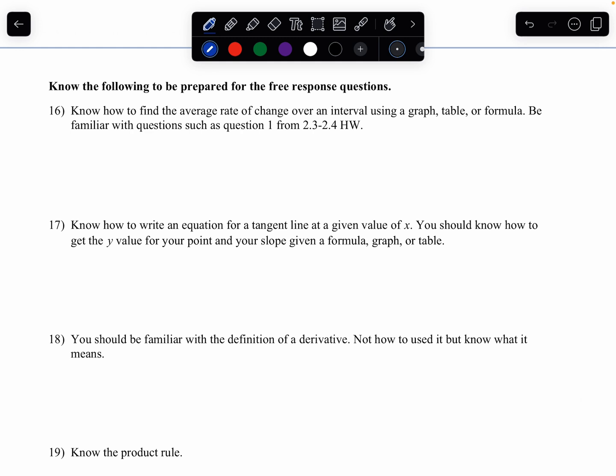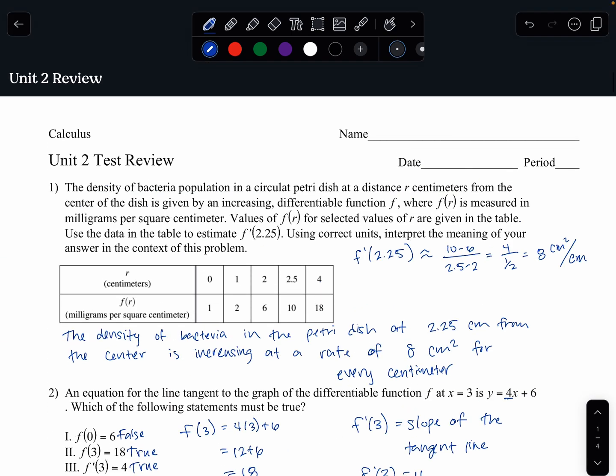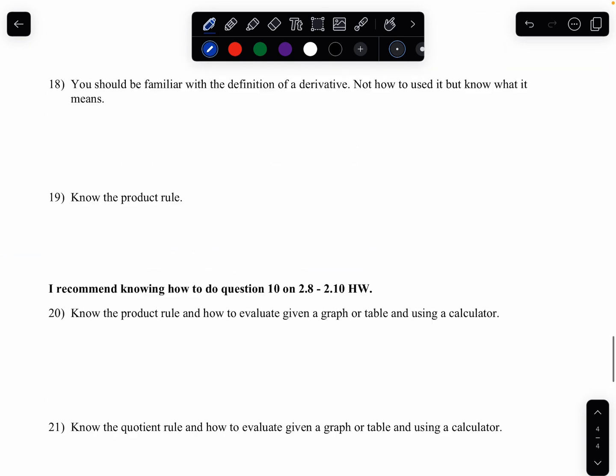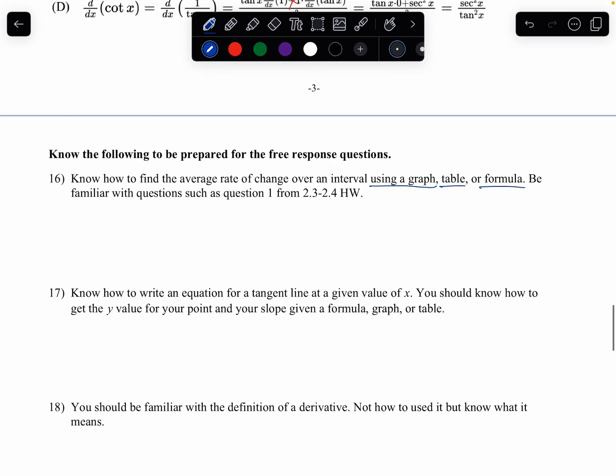So know how to find the average rate of change over an interval using a graph, table, or a formula. The average rate of change is just y2 minus y1 over x2 minus x1. If you're given a graph, it might be easy to just find the slope between 2 points. If you're given a table, we did that right up here, so you should know how to do that. And with a formula, you just need to plug in x values, get the y values out of them, and then use the same formula that you did using the table.